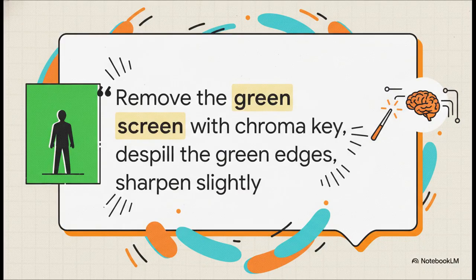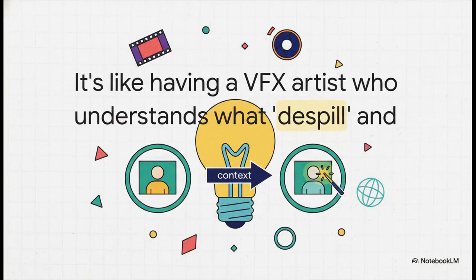Even professional tasks that usually require very specific know-how, like pulling a good green screen key, suddenly become simple requests. And this is where it gets really, really smart. The agent actually understands industry terms and knows that after you chroma key, you need to de-spill the green edges to get a clean professional result. That shows it isn't just matching keywords, it's understanding the creative context of what you're trying to do.